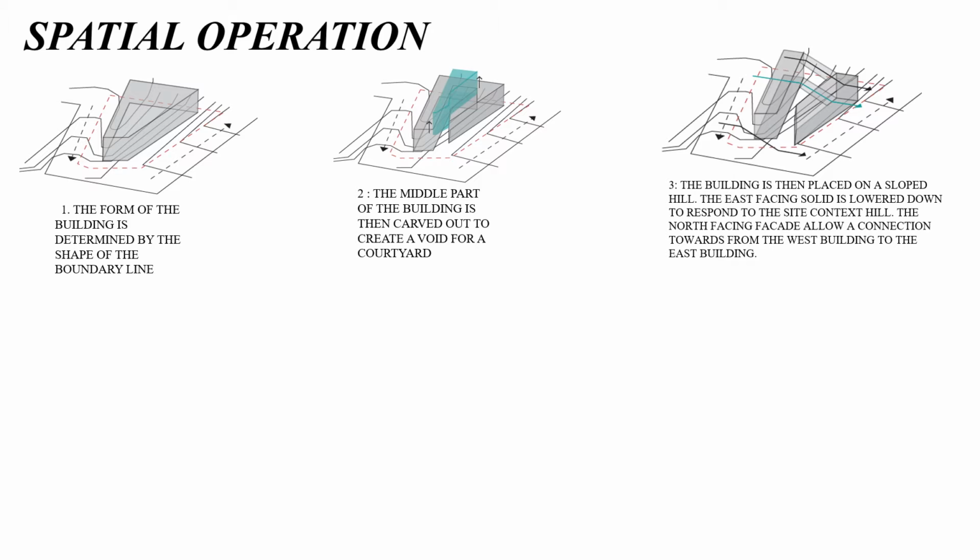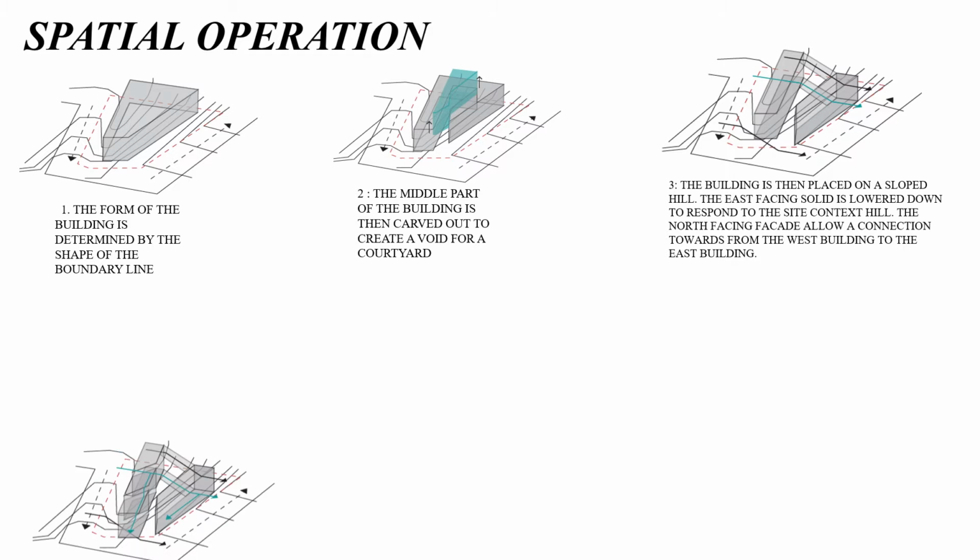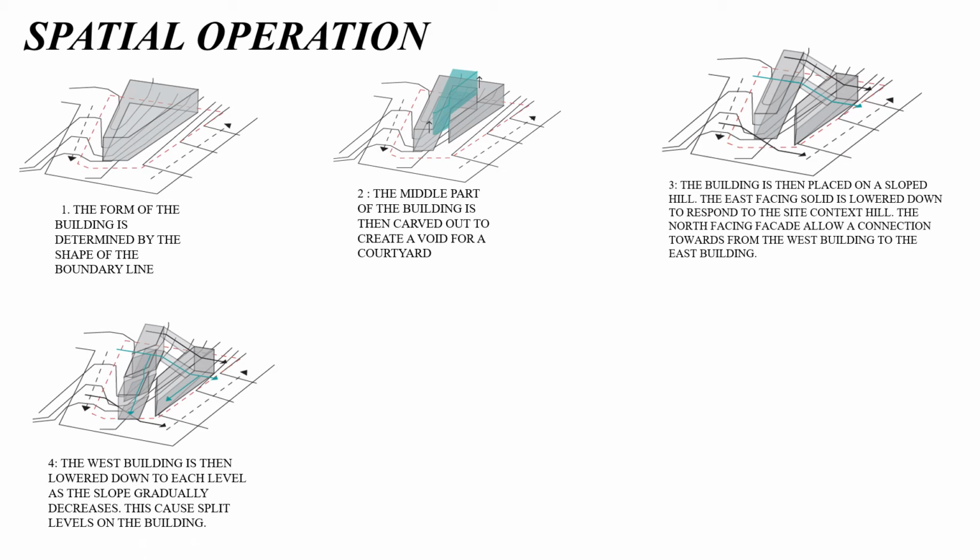The east-facing solid is lowered down to respond to the sloping hill. The north-facing facade allows a connection from the west building to the east building. The fourth is the split levels. The west building is lowered down to each level as the slope gradually decreases. This causes split levels in the building.